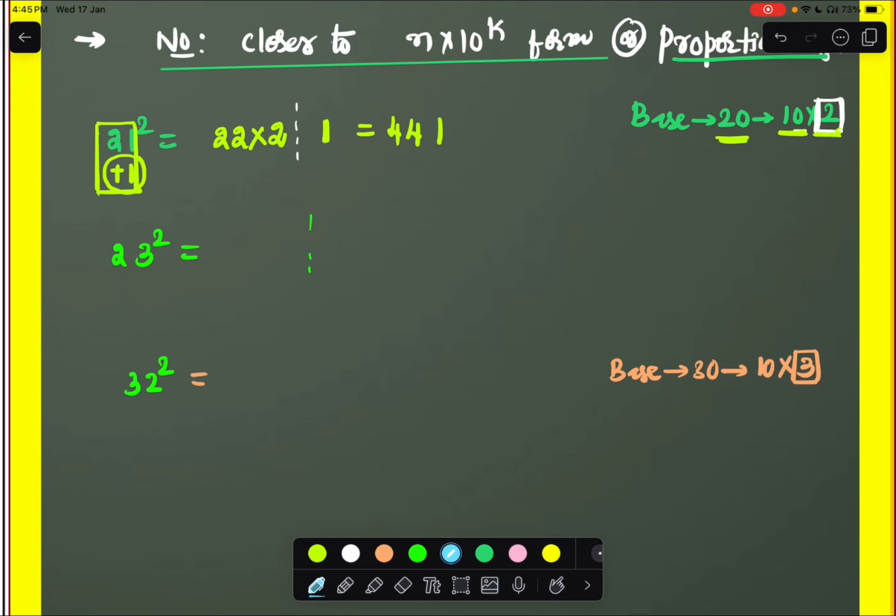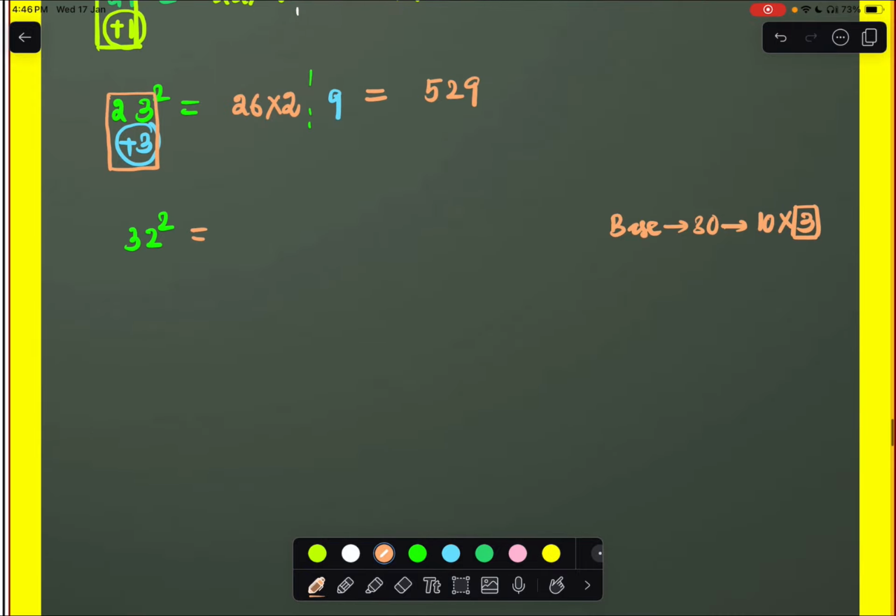And similarly take the square of 23 also. Your number is how much more than your convenient base? 3 more, and square it and set it in the rightmost part of your answer. 3 squared is 9. I'm keeping 9 as it is. Now to get the leftmost part, to the number we need to add its surplus value. 23 plus 3 will get 26. Multiply 26 by its multiple of the standard base. Which multiple is there? 2. We need to multiply by 2. What will we get here? 26 times 2 is 52 and 9 as it is.